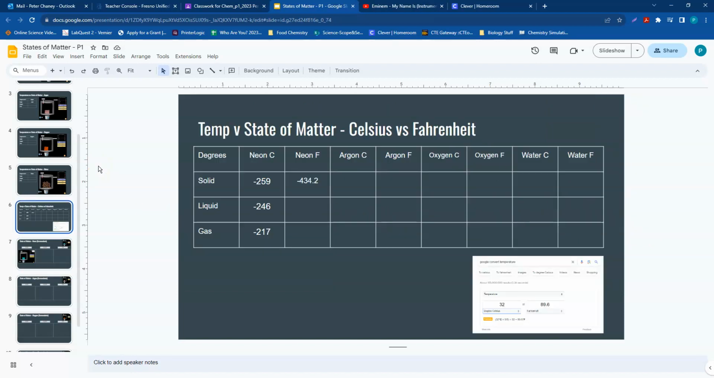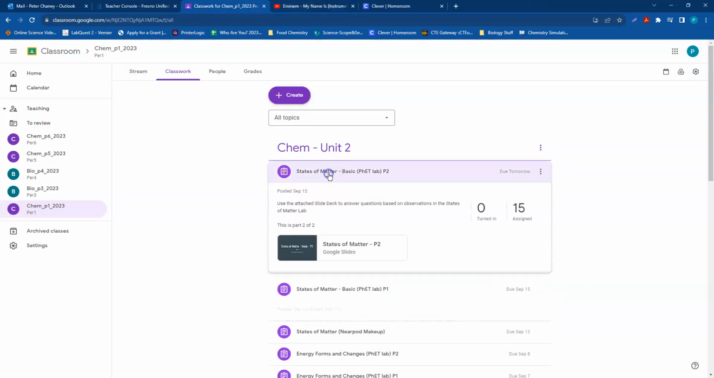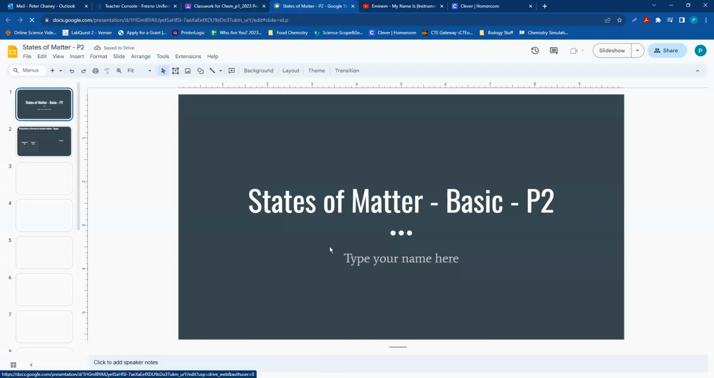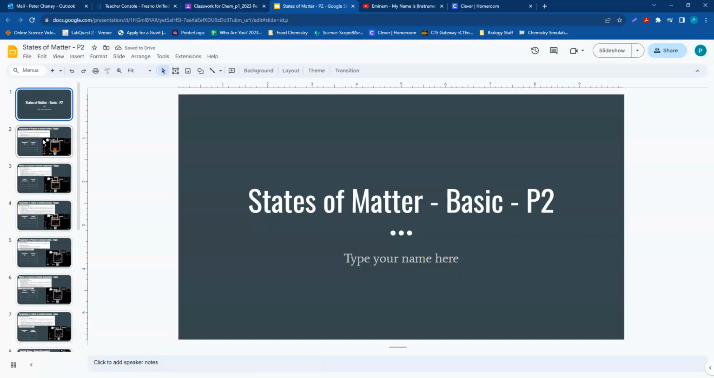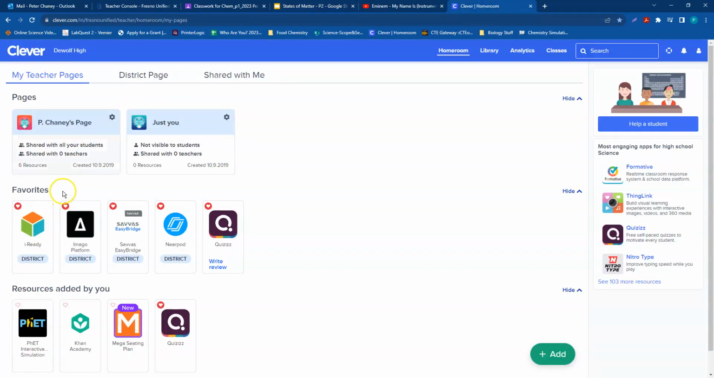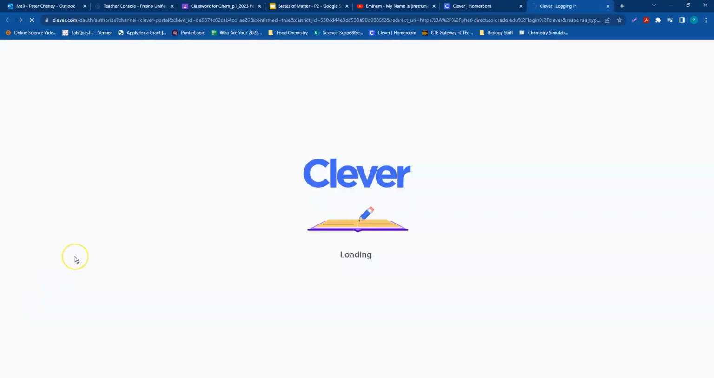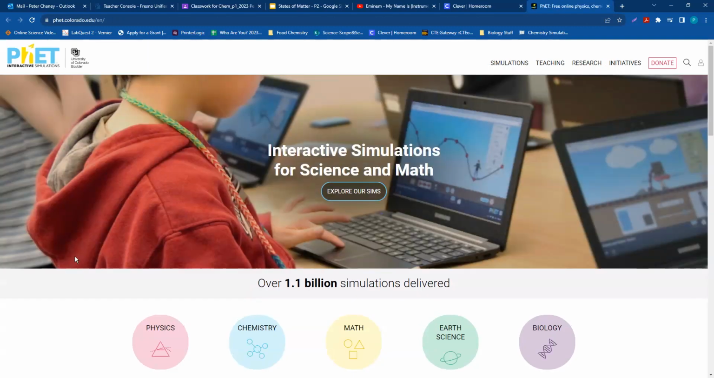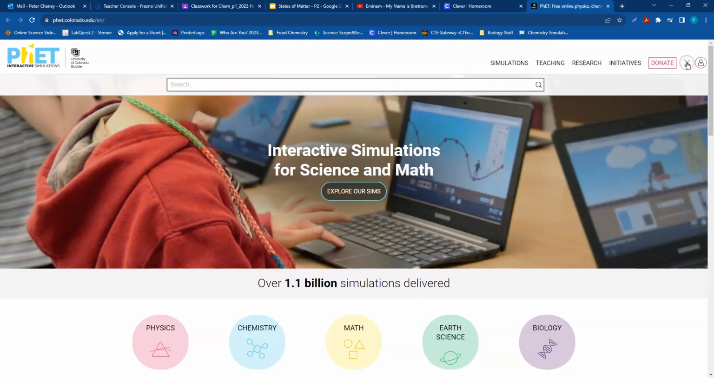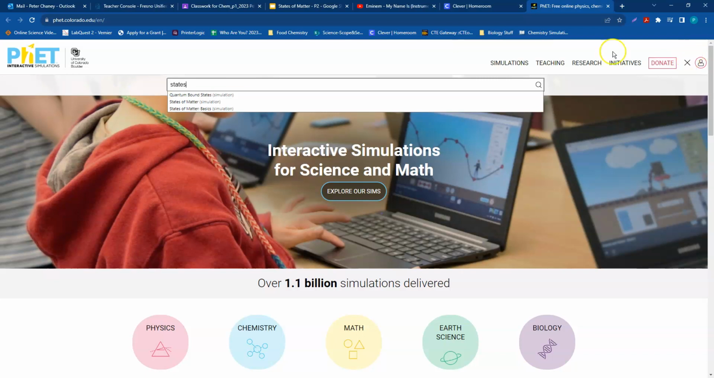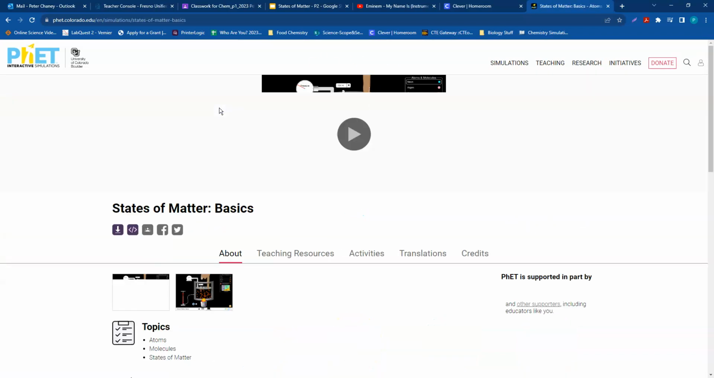So now part two is a little more complicated, but not much more, and it's a little more data driven. And so here's how this one's going to work. So going to states of matter part two, here's the slide deck that we'll be working with. And it's a different lab for one thing, so let's go to that. We're gonna go to Clever. You're gonna find my page, James' page right there. You're gonna go to the PhET lab, and we are doing states of matter, and it is the basic one. We'll do the more complicated one probably later this week.